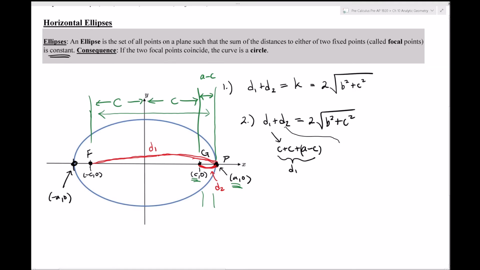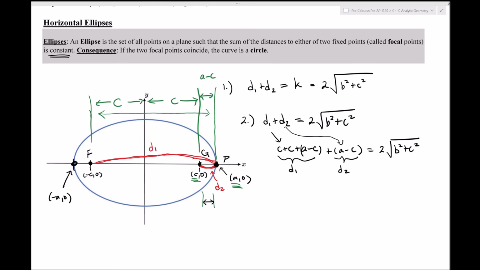d2. What is the value of d2? The value of d2 is the same little sliver here that is measured by a minus c. So that's supposed to be plus a minus c. And that's supposed to equal 2 square root b squared plus c squared. And actually I forgot to label this one d2. So that's d1 plus d2 is equal to that, which was supposed to be the value of k earlier.